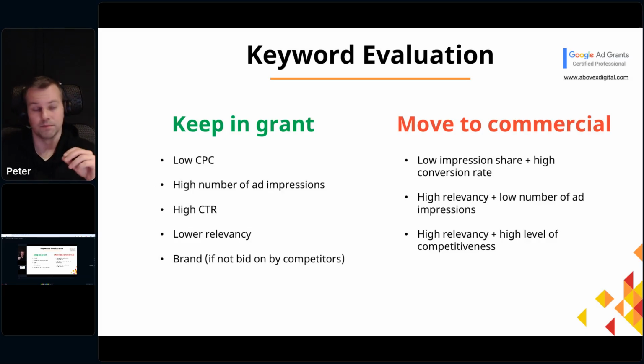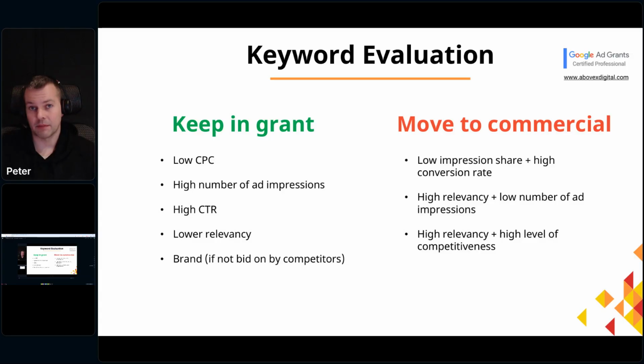The keyword evaluation. So let's say you have an existing grant account, you've seen this presentation and you start thinking, okay, what if we tried commercial? Well, the good starting point is to evaluate the keywords. Generally speaking, the keywords that you should keep in the grant account are keywords with low cost per click. If a keyword has low cost per click, even in a grant account, that usually means that these are keywords with a low level of competition, and that usually means that you can get a decent amount of traffic from the grant.